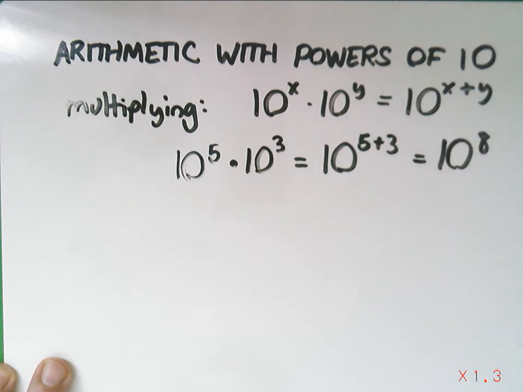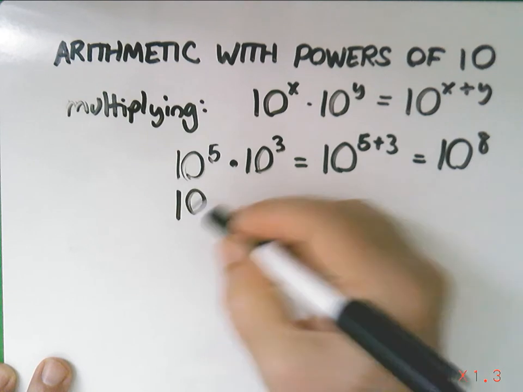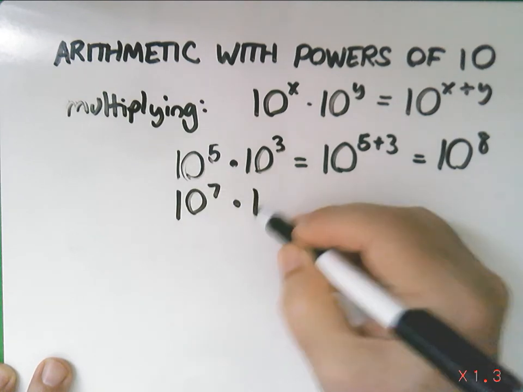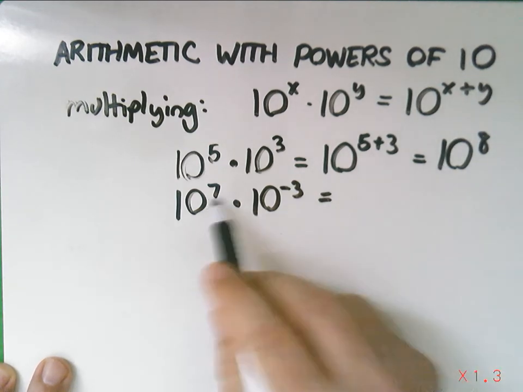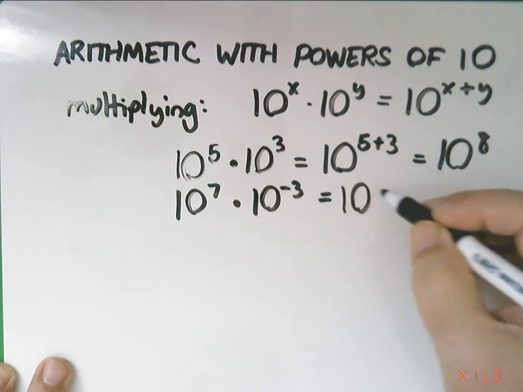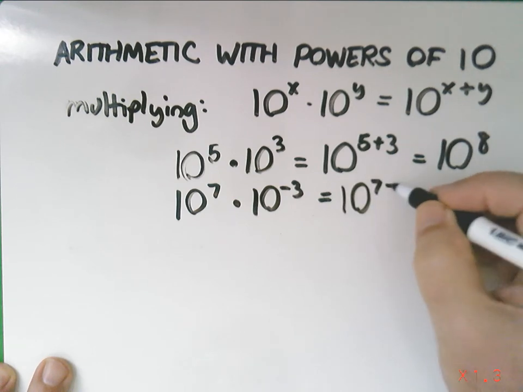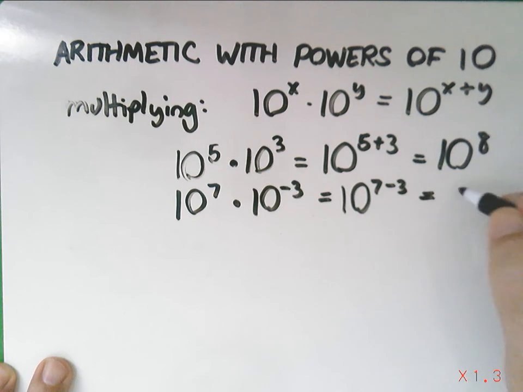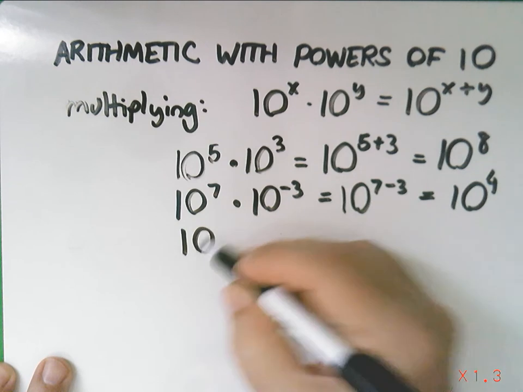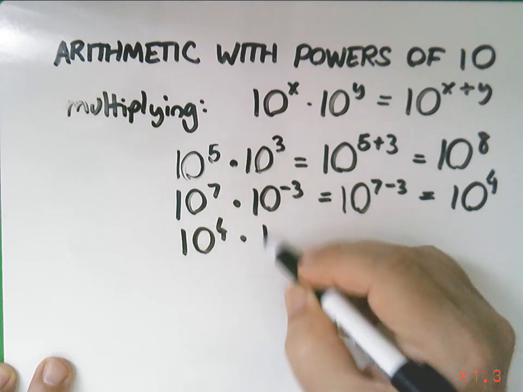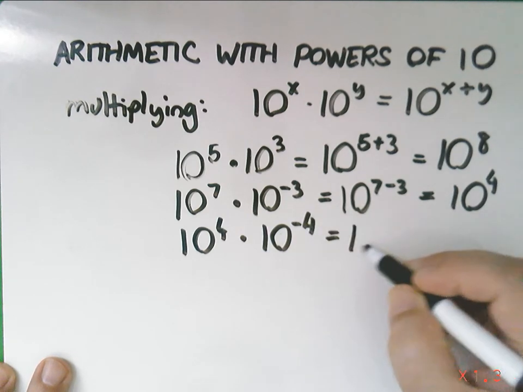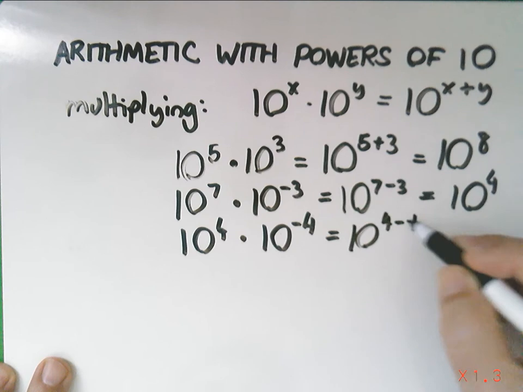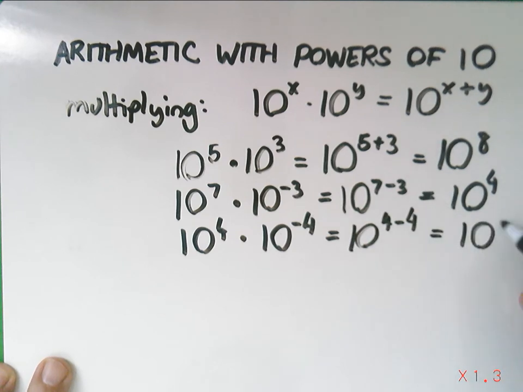10 to the 8th. What if you have 10 to the 7th times 10 to the minus 3? We're going to add the exponents up. That's going to be 10 to the 7 plus a minus 3. I could just write that. What about this? That's going to be 10 to the 4 minus 4, which will be 10 to the 0.